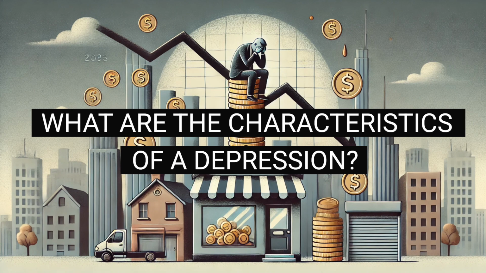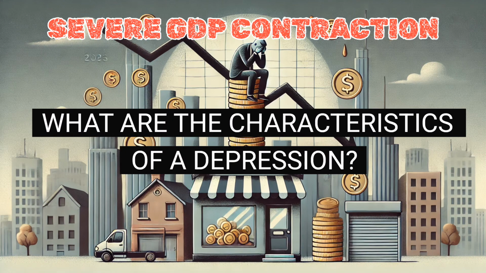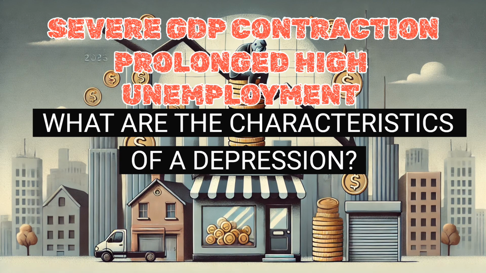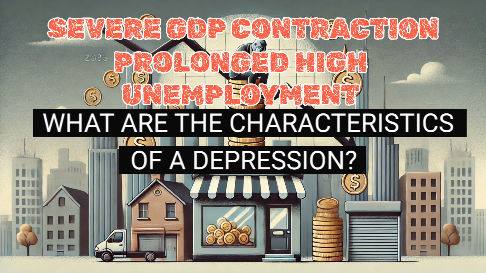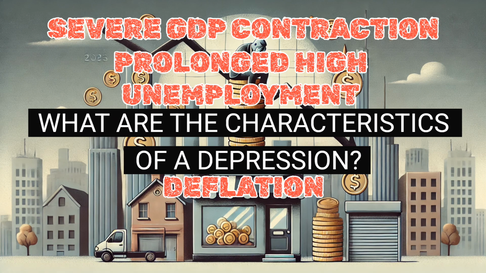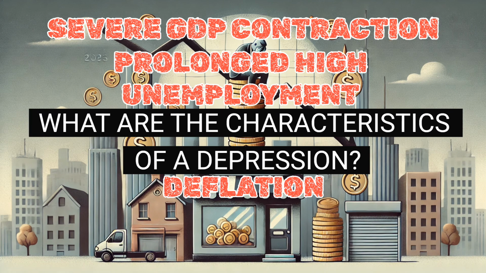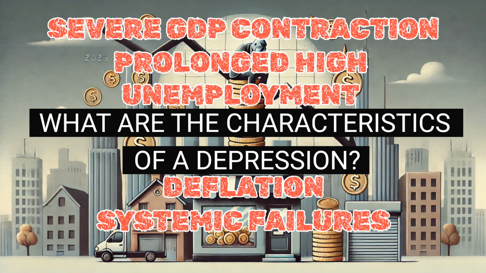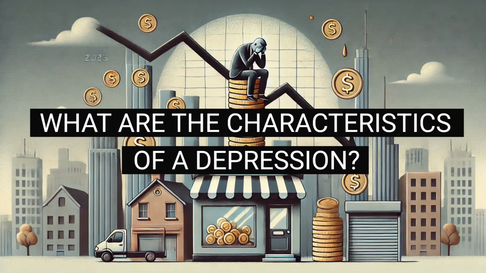What are the characteristics of a depression? Severe GDP contraction. GDP may fall by 10% or more during a depression. Prolonged high unemployment. Unemployment often reaches double digits and remains elevated for years. Deflation. Prices may fall significantly, leading to reduced wages and a vicious cycle of declining demand. Systemic failures. Financial systems, including banks and markets, often collapse or require substantial government intervention.